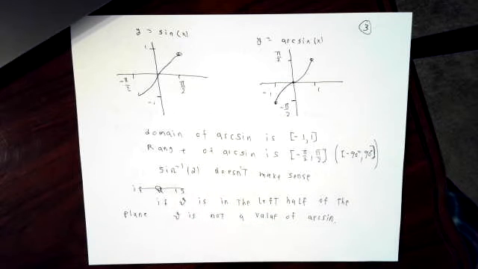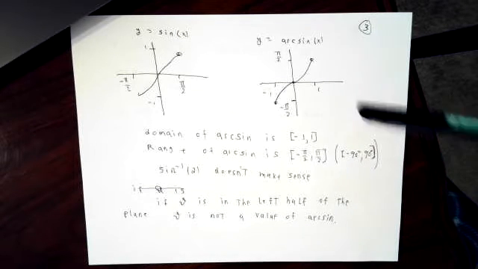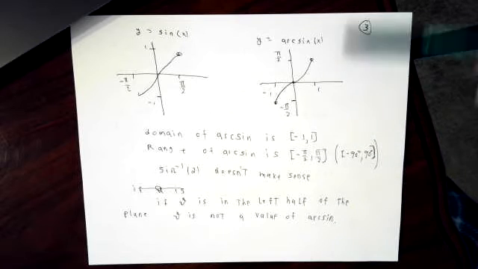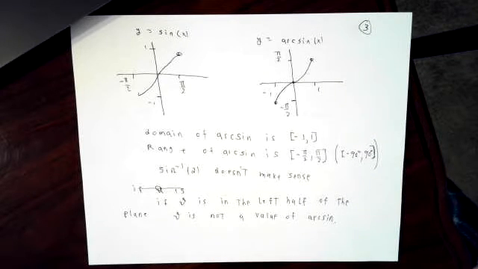Inverse sine of 2 doesn't make any sense. 2 would be here, and there is no point on the graph to go with x equal 2. If you are outside the range of -90 degrees to +90 degrees, or -pi/2 to +pi/2 radians, then the angle that you're looking at is not a value of arcsine because of the range of arcsine.